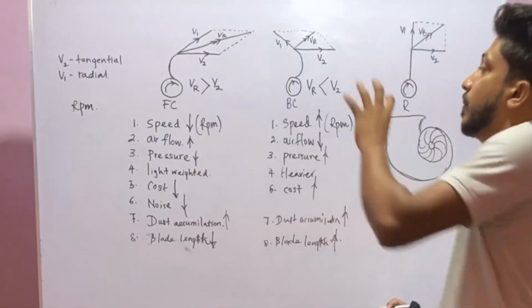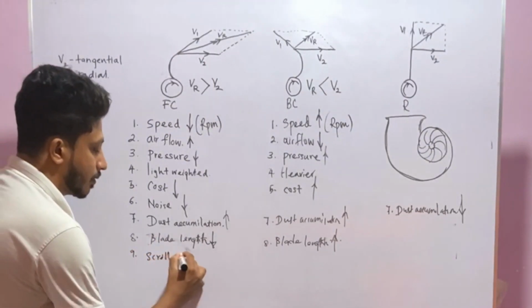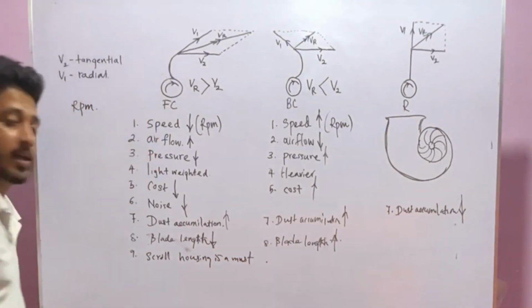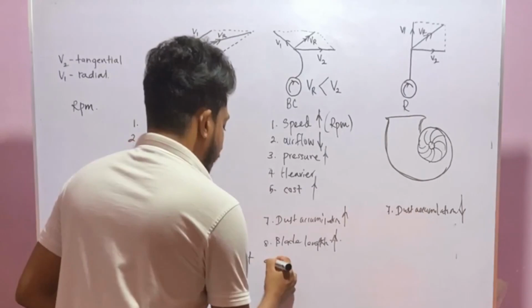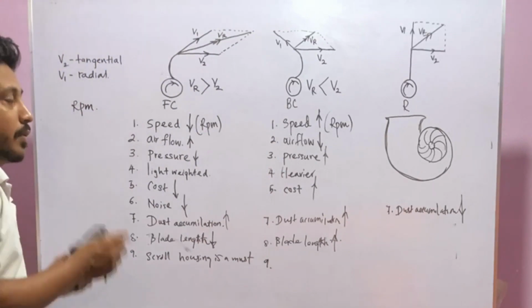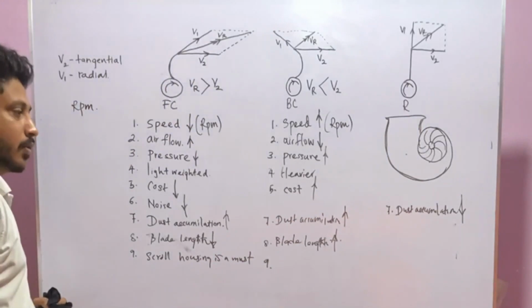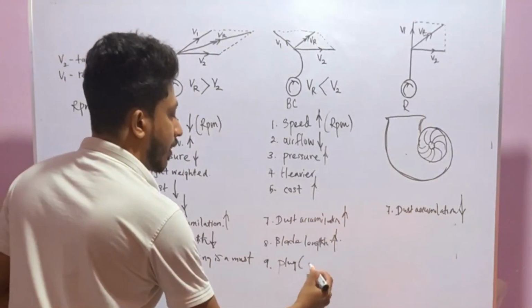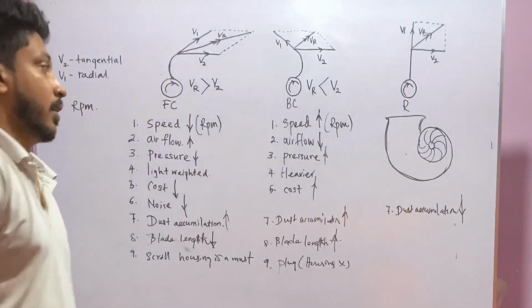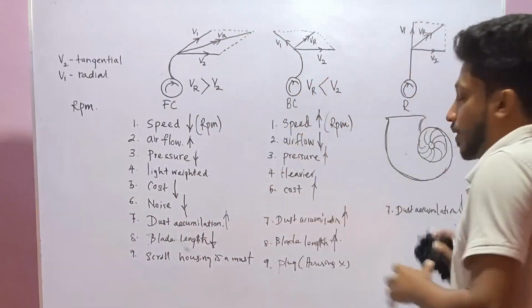So, when it comes to the forward curve fan, the scroll housing is a must. But when it comes to the backward curve fan, it is not a must. The backward curve fan can perform even without the scroll housing. As an example, the plug fan does not have a housing unit. So that is why the forward curve fan needs a housing, and the backward curve fan can work even without a housing.